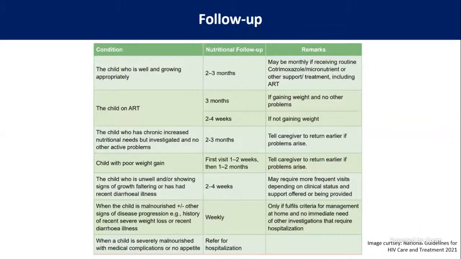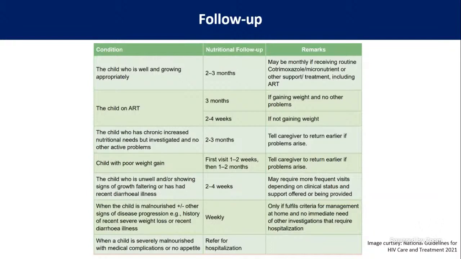If the child is unwell and is showing signs of growth faltering and has recent diarrhea, and if the weight gain is not there, they need to be reevaluated as to where the problem is. Is there an opportunistic infection? Is it that their family situation is such that they are unable to nurture the child? Or is it the child's HIV itself? Is he taking his antiretroviral drugs? So he needs a reevaluation. Such a child would require more frequent visits.